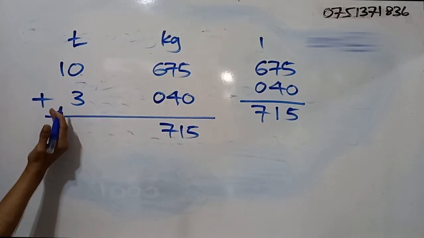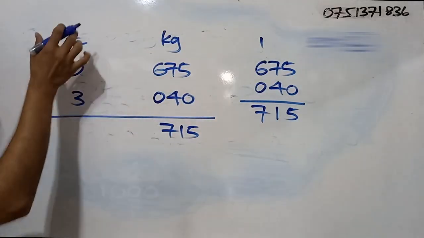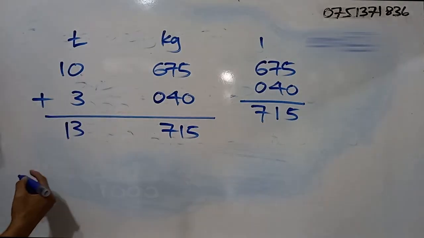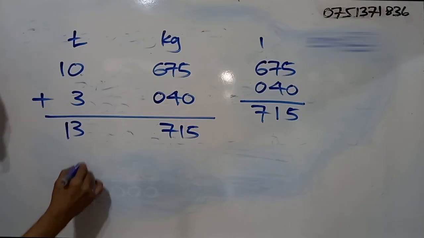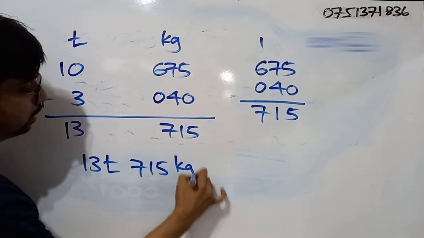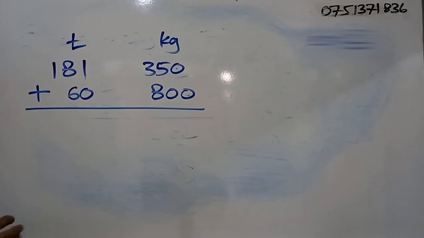Now we have done adding the kilogram column. So now we have to move to the metric tons column or the tons column. There what do we have to do? 10 plus 3. So it will be 13. So finally what's the answer? 13 tons and 715 kilograms. Right.